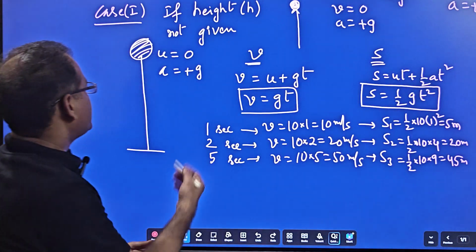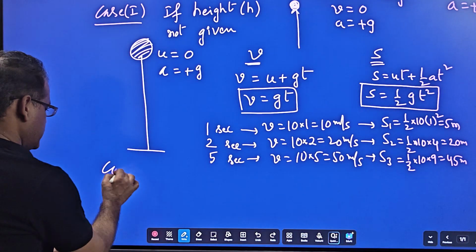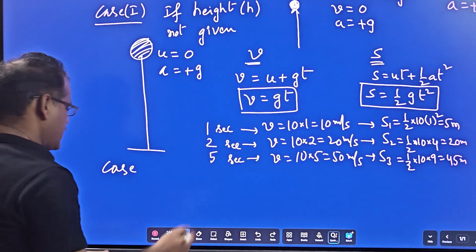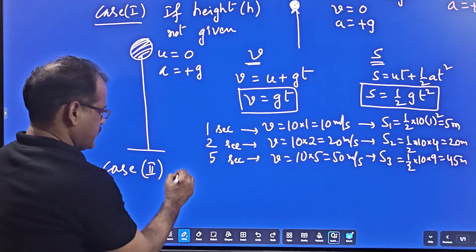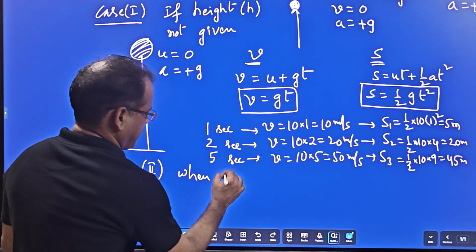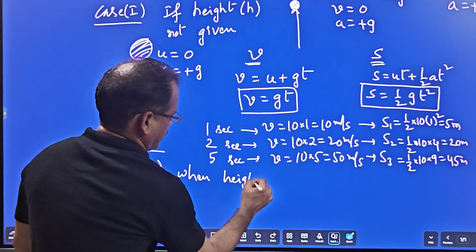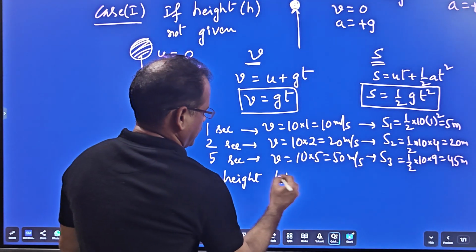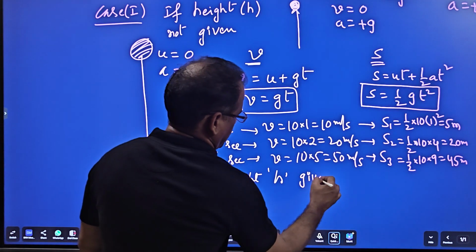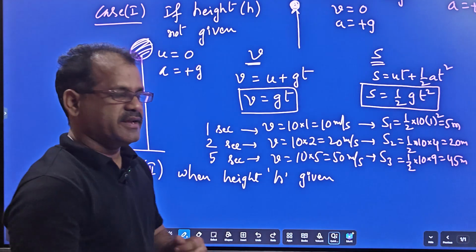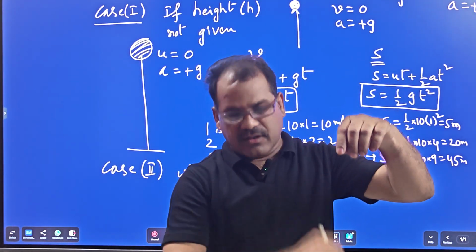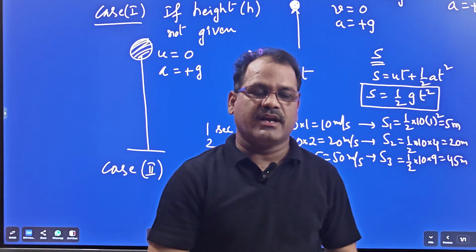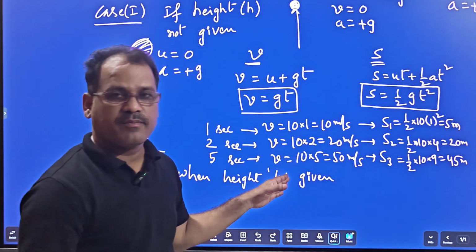Next case, when the height is given, observe how to calculate, or what types of questions we are going to get in case 2. When the height is given, what happens? From a certain height the object is dropped. After 1 second, how much velocity it will get, the same thing we can apply.